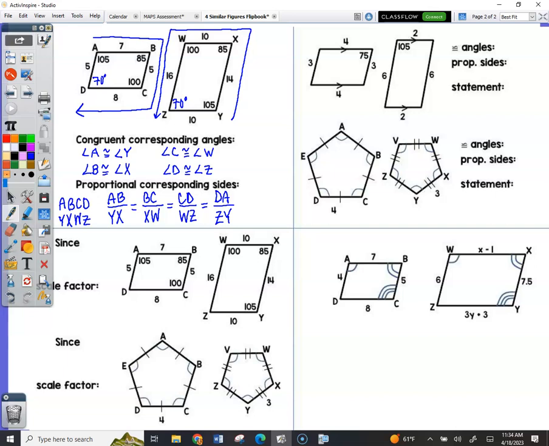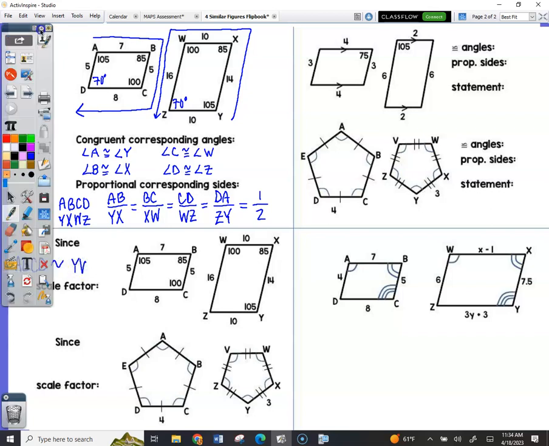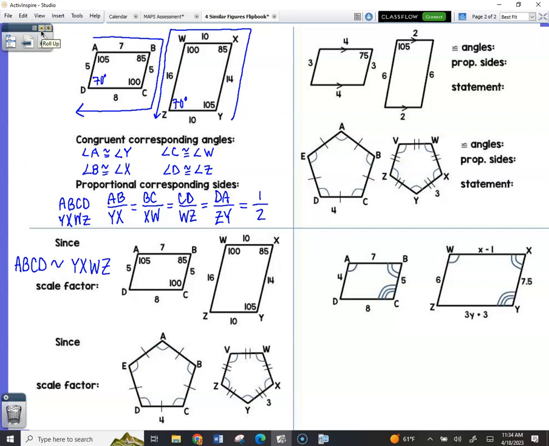What does 7 over 14 do? 1/2. So all of these, if you go around and check, let's see, 5 over 10, does that go to 1/2? Yes. And then 8 over 16, 1/2. And then 5 over 10 again. So since the two shapes are similar, here's how you write it when it's not a triangle. You just write the letters out. Since the two shapes are similar, we can say that the scale factor is 1 to 2.